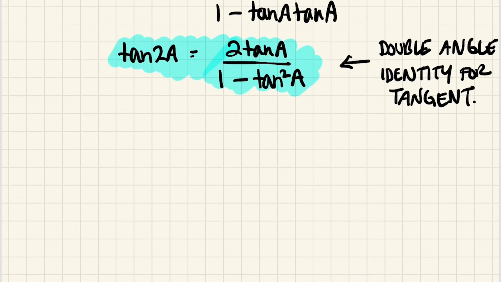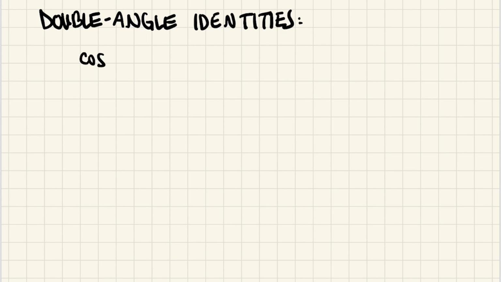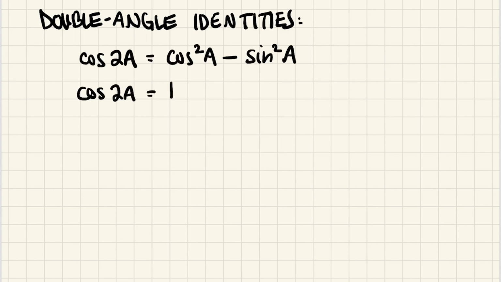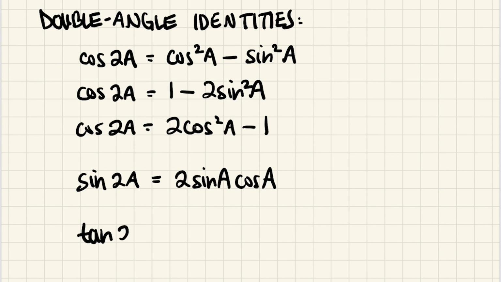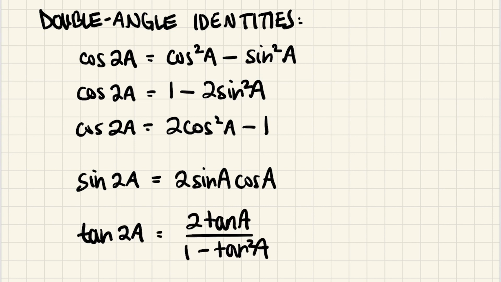All right, so let's put them all together here. These are the three cosine double angle identities. There's the single double angle identity for sine, and there's the single double angle identity for tangent. So, okay, good. Let's look at some examples where we need to use these.